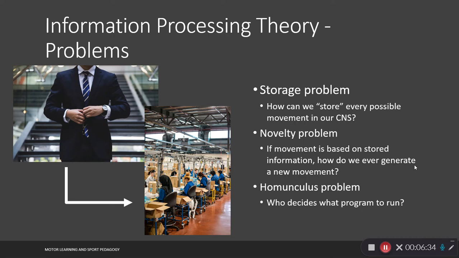And that's this image here of, you have essentially in information processing theory, this idea of an executive here in the business suit coming up with the plan, and then the factory workers, which would be the actual end effectors, which would be your muscles, joints, bones, and the things that are actually acting in the world, producing that movement. And I think that that is a problematic way to think about movement.